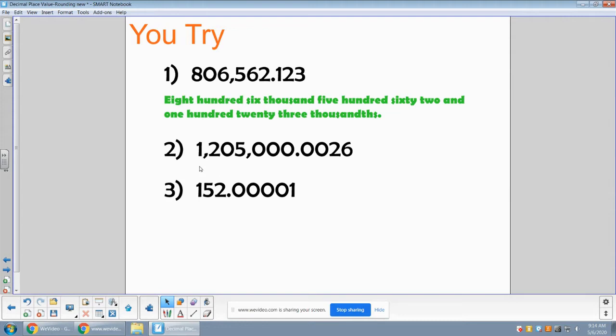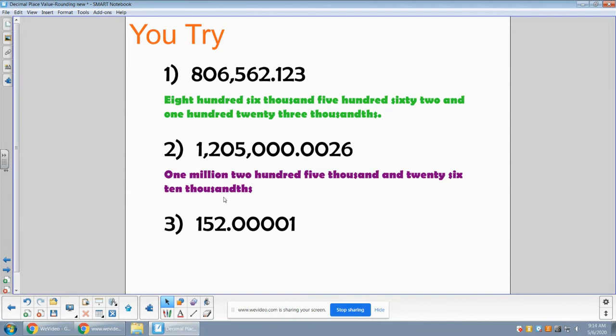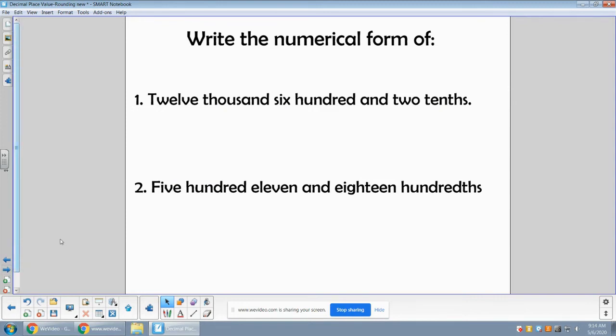How about this next one? It's getting to be a big number. 1,205,026, and this time the 6 is in the 10 thousandths column. All right. Number 3, 152 and 1. That 1 is way over there. That's in the 100 thousandths column. So 152 and 100 thousandths. Unfortunately, we don't use numbers like this too frequently, but if you do, it's nice to know how to use them.